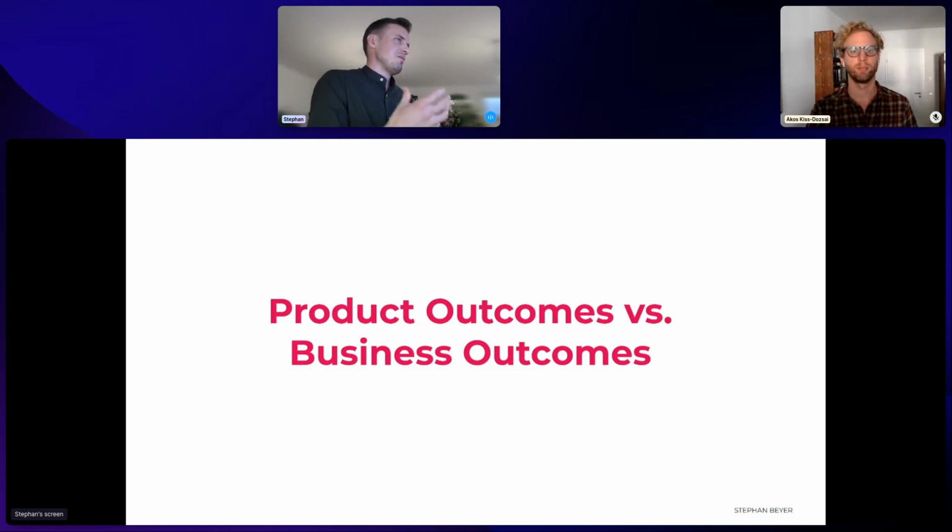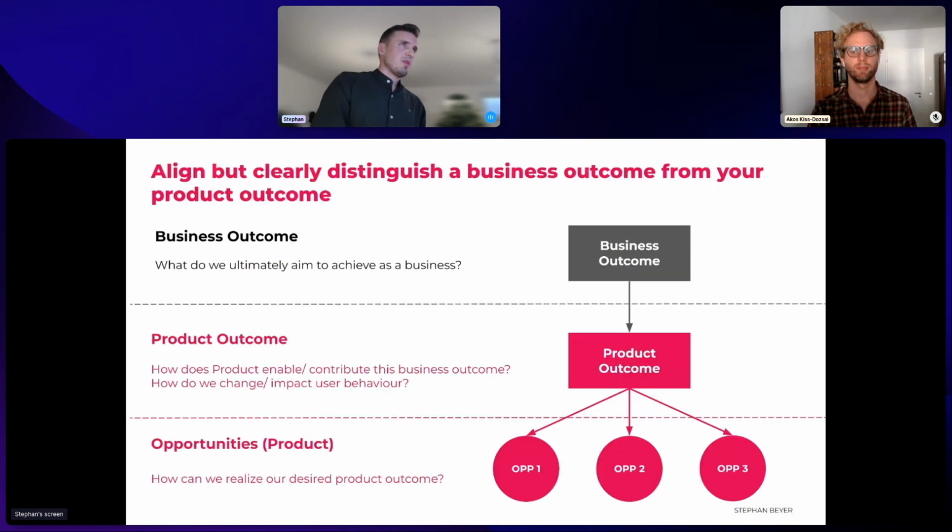Here I've seen quite some confusion happening, and that this was not completely understood. I think it's important that you are able to clearly distinguish between both of them, but they are connected. So you typically start with a business outcome. You need to know what success looks like for your business. And the product outcome is where you say, how can we enable and contribute to this business outcome?